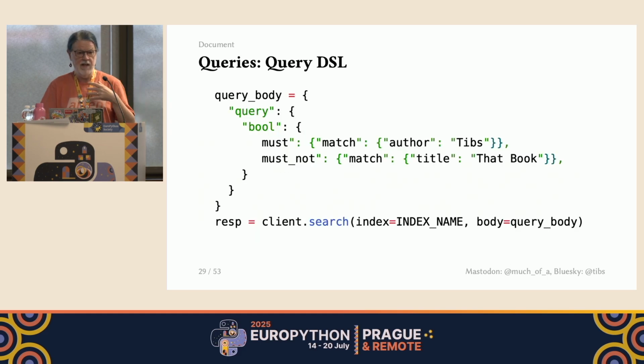This is a query. There's more than one way to query, and there's actually a SQL query interface, which I've not used. I don't know how well it works. So here we've got a simple query where we want to match the author Tibs, but we do not want to match the title of that book. And we create an OpenSearch client and send that query to the client.